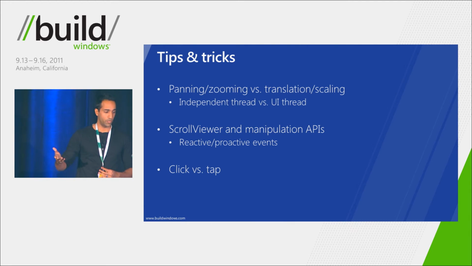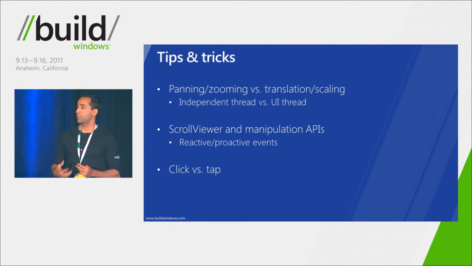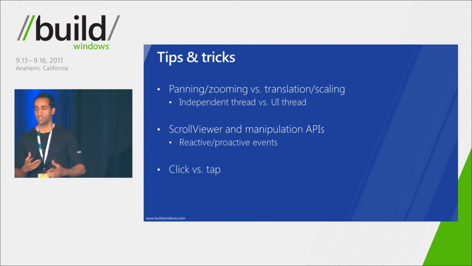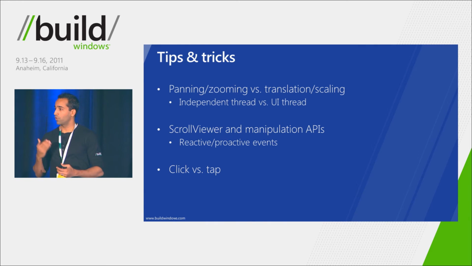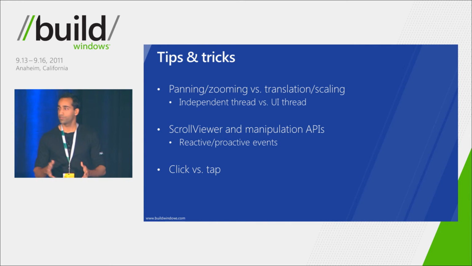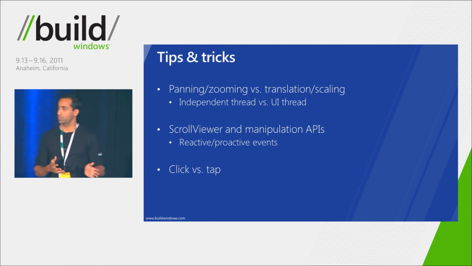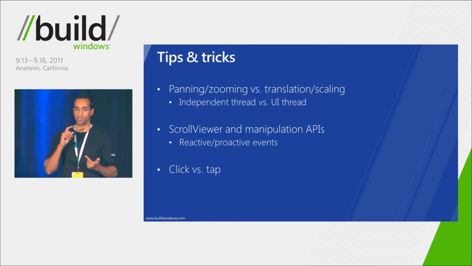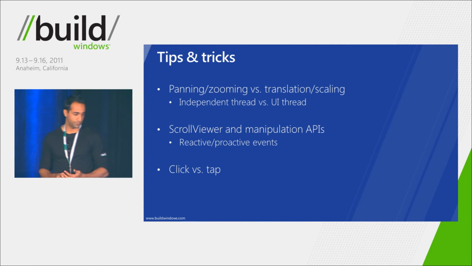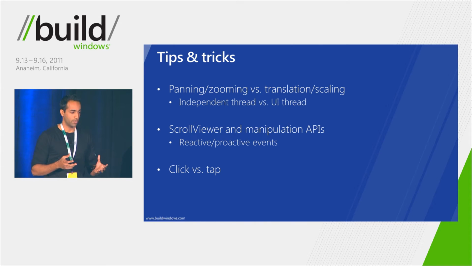Now, translation and scaling, that's the manipulation events. That's happening on the UI thread. And so if your UI thread is busy for whatever reason, doing some other processing, you may notice a little bit of lag or a downgrade in performance. But for smooth panning and zooming, I can't stress it enough. Use the scroll viewer. It's built in. And you saw how easy it is to configure some of those great experiences. Snap points, rails, it's all there. So the scroll viewer and the manipulation API.